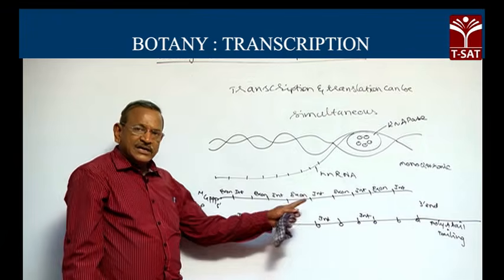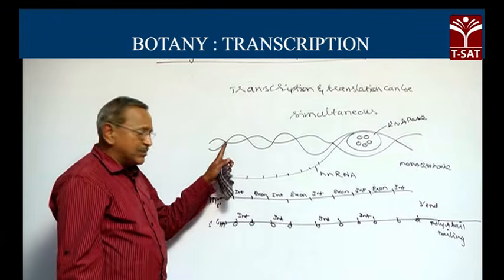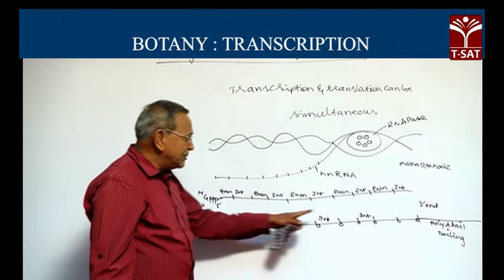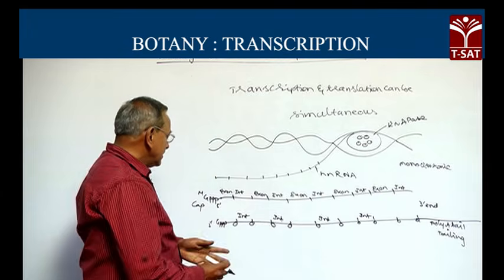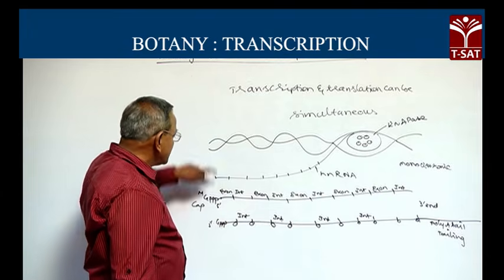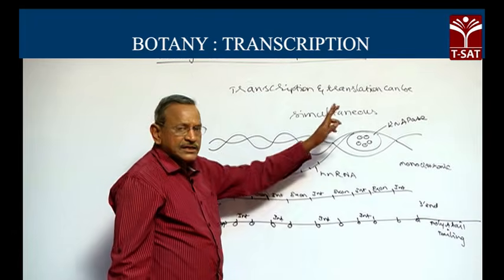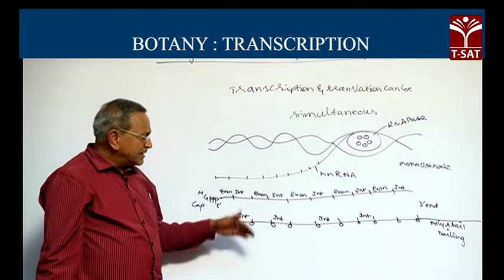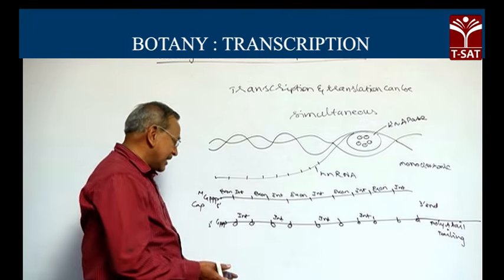And this capping and tailing are independent of a template. They are added in a template independent manner. If we observe, these sequences are not there in the DNA. That is what is meant by template independent manner.